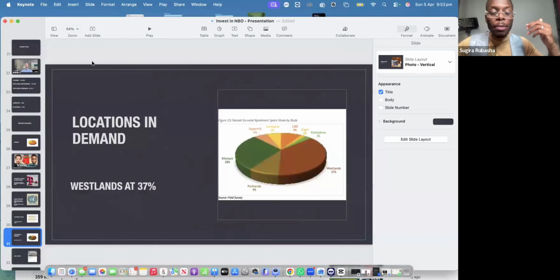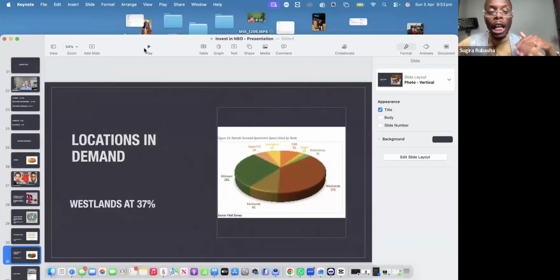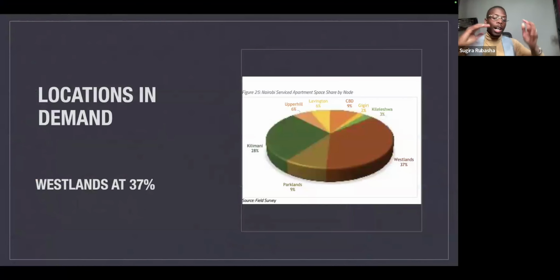And she's at a good place, because for a serviced apartment, even though I told you guys Kilimani, you can see here 28%. Why? Because there's not as many serviced apartments, and excellent ones, like my mum's. So you can see Westlands is 37, Kilimani is 26. It's going to show you Lavington 6%, CBD 9, Gigiri is 2%, Kileleshwa 3. I believe those have increased with Lavington and Kileleshwa. They're not as high as Westlands.